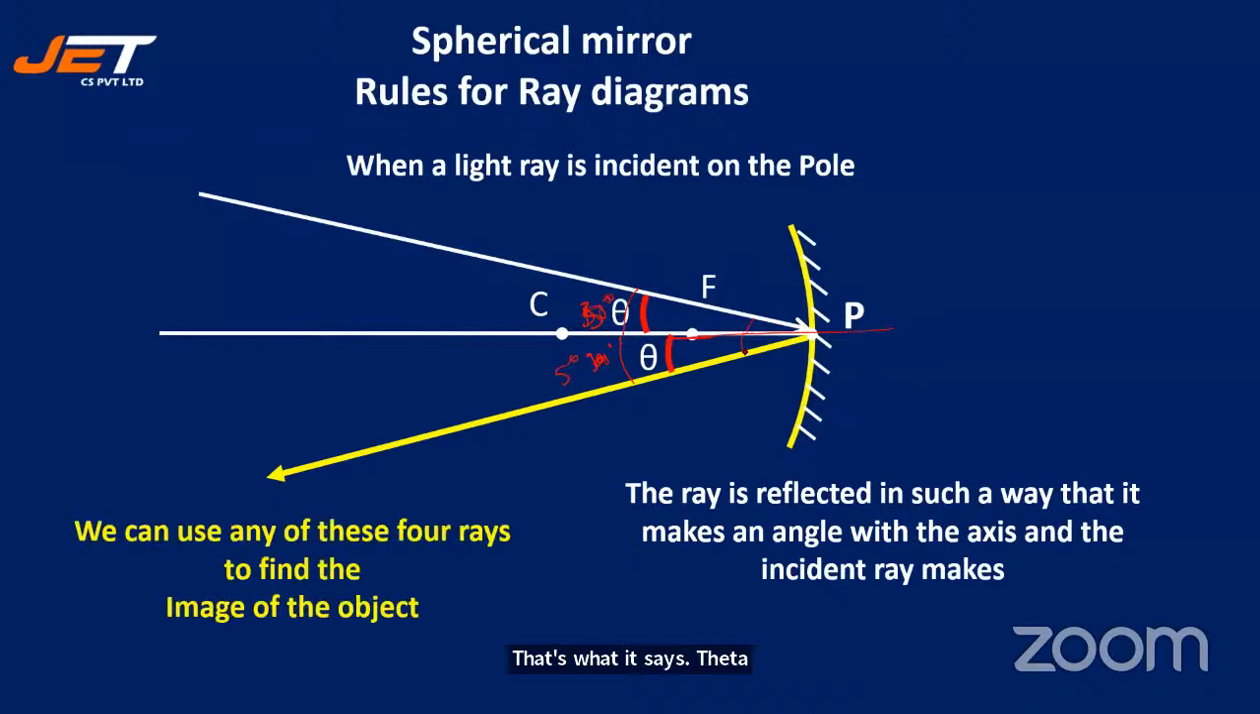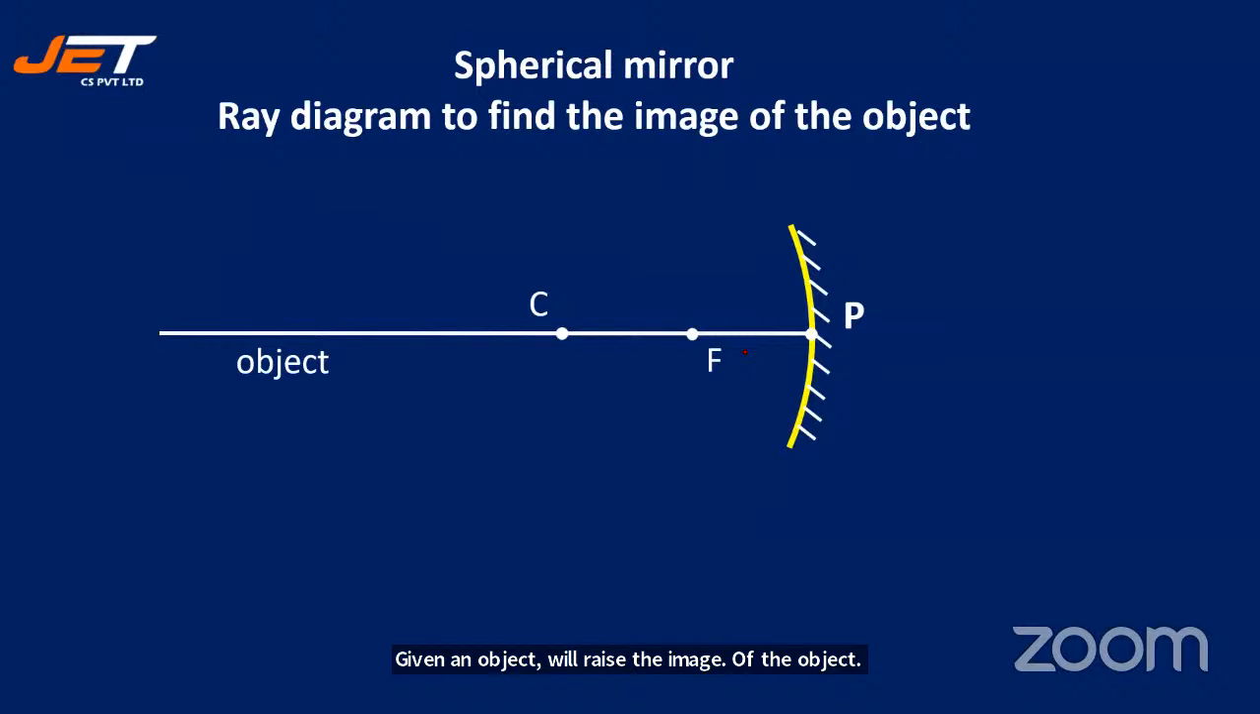Now we can use any of these rays to trace the image of the object. Given any one of these, you can trace the other. Usually at this level, given an object, we'll trace the image of the object. Let's see. Here is the object. This beautiful yellow colored arrow is the object. We need to find out its image.